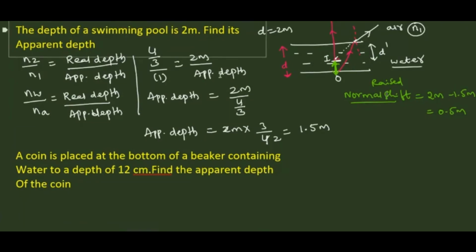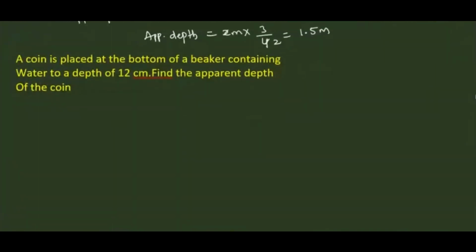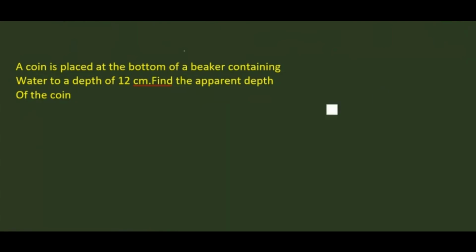Let's solve this problem. A coin is placed at the bottom of a beaker containing water to a depth of 12 centimeter. Find the apparent position or apparent depth of the coin. What is the answer? 9 centimeter.